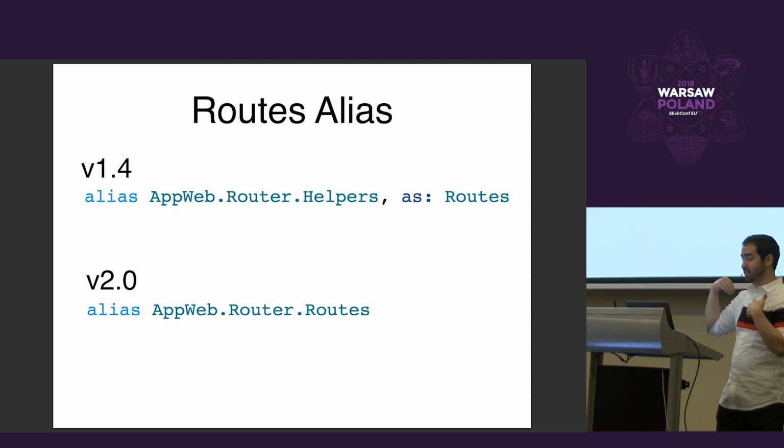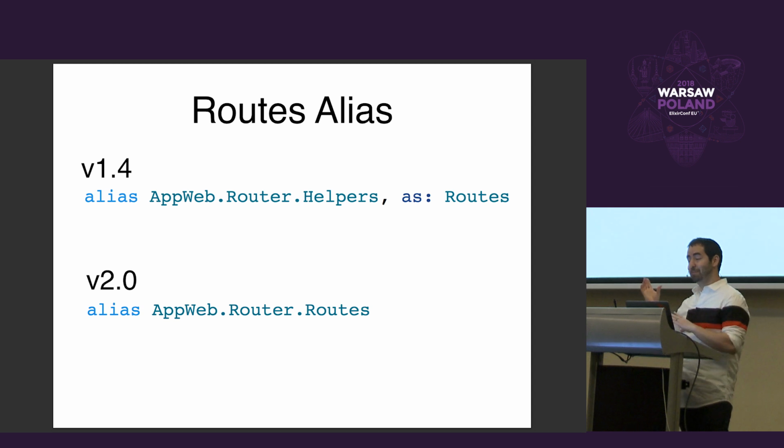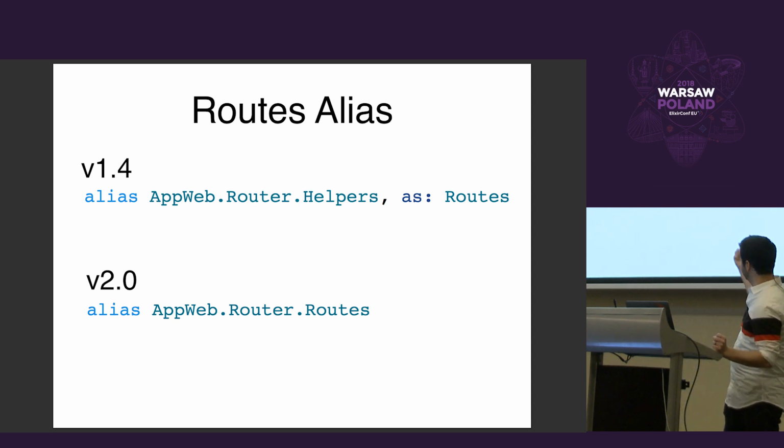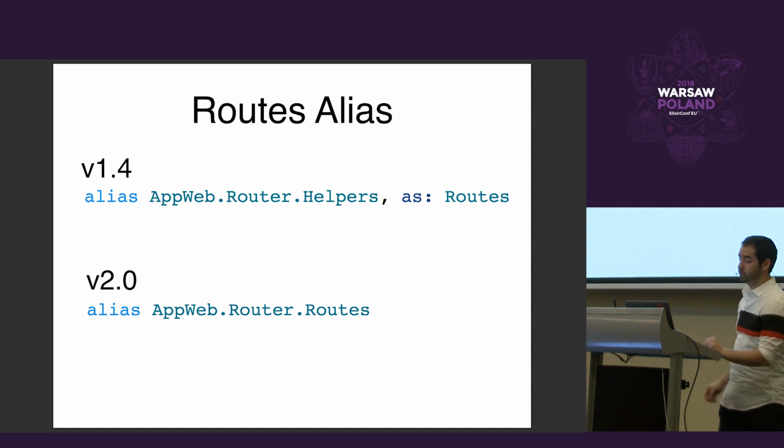So today, everyone's upgrade path is, if you don't want to type routes in your app and you're unhappy with this change, great, just leave your app and import the functions. Otherwise, you can just add this alias in your app web file. And then Phoenix 2.0 will just change it to app web router routes.